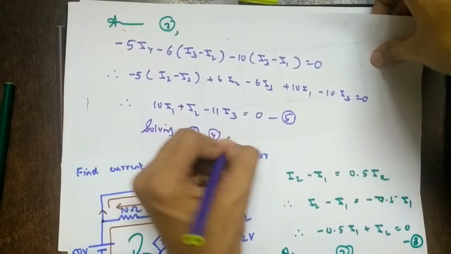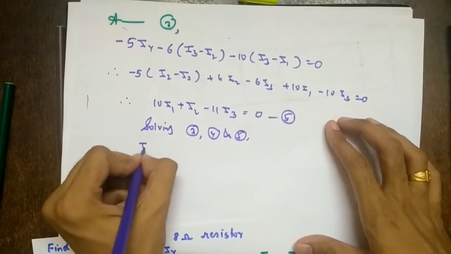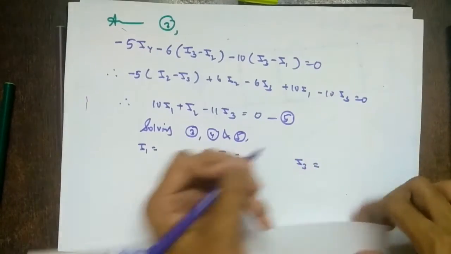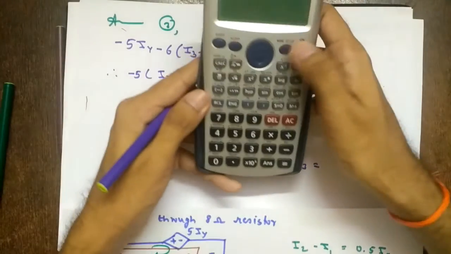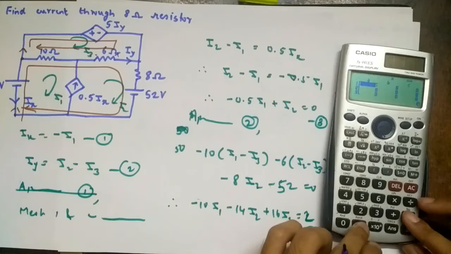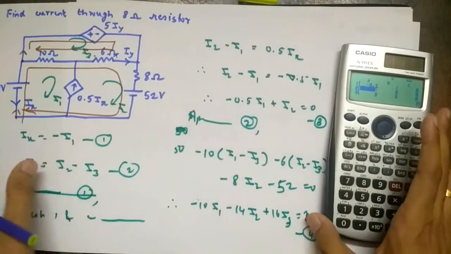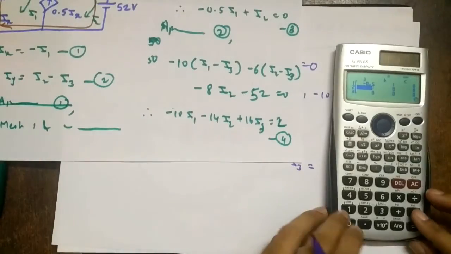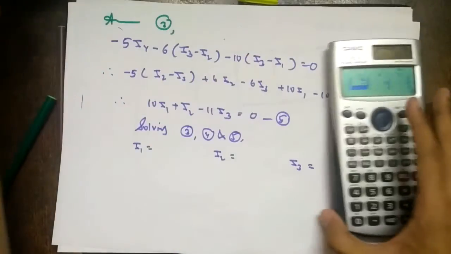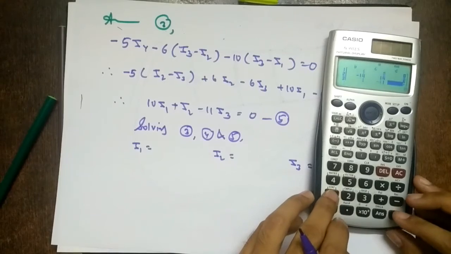So solving 3, 4 and 5, just substitute in calci. We get I1, I2, I3. So equation number 3 we have to start with. So minus 0.5 I1 plus I2, 0 I3, 0 constant. So equation number 4, minus 10, minus 14, 16, 2. And finally equation 5, 10, 1, minus 11.